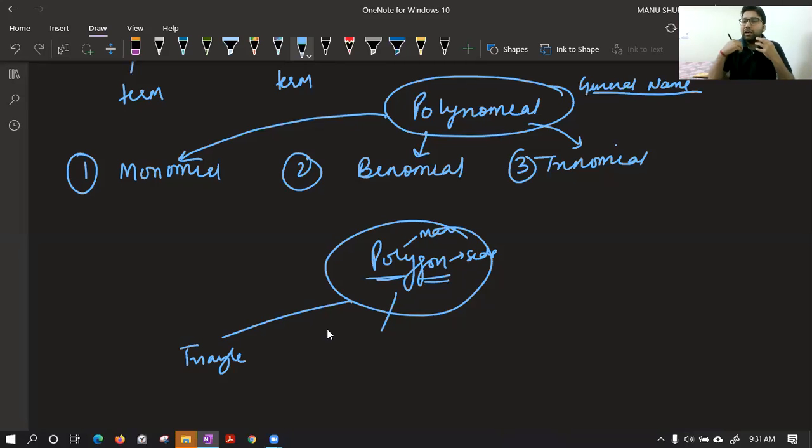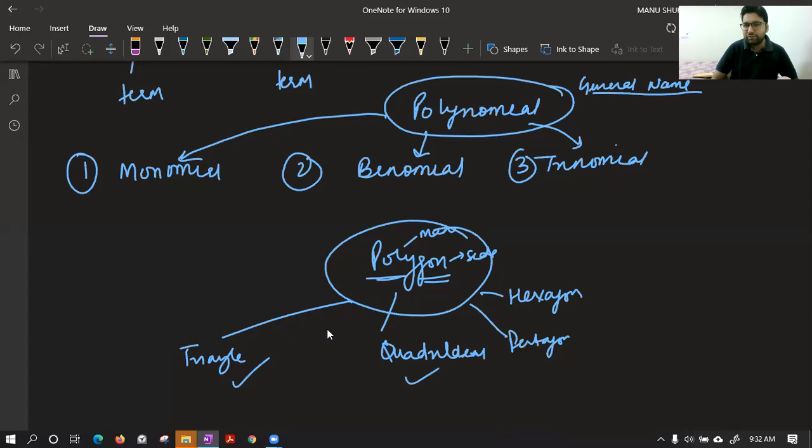I can say trinomial is a polynomial, binomial is a polynomial, like that. Okay. So triangle, quadrilateral, then pentagon, then hexagon, like that. Three sides, four sides, five sides, six sides, and so on.